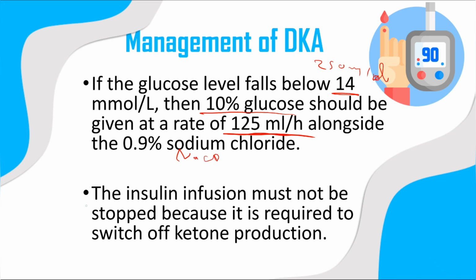The insulin infusion must not be stopped because, why? Even if the patient has hypoglycemia, don't stop the insulin. Even if the patient has a glucose level less than 250, don't stop the insulin, because the insulin is required to stop the ketone production. How is that? The insulin is needed to transfer the glucose into the cell, and the cell depends on the glucose as a source of energy instead of free fatty acid.